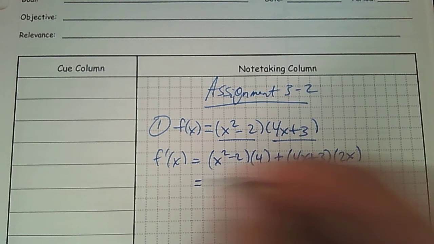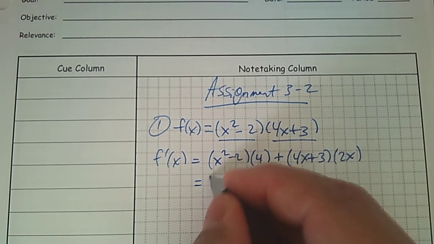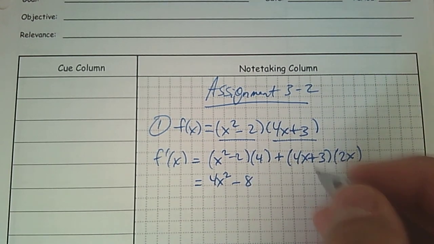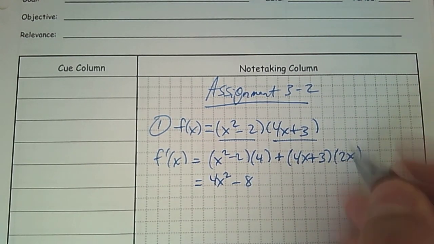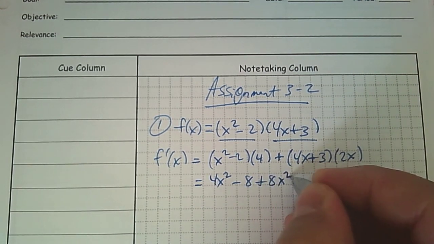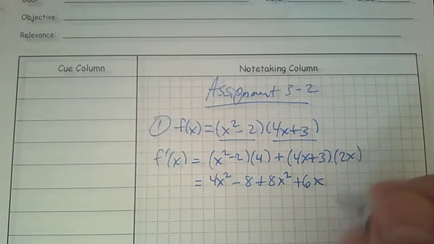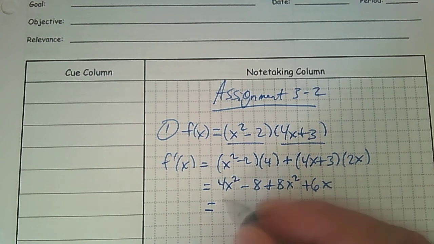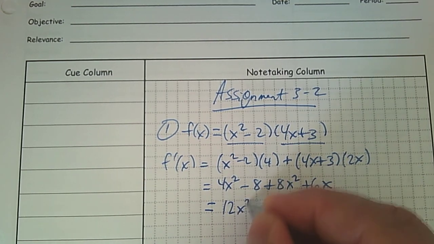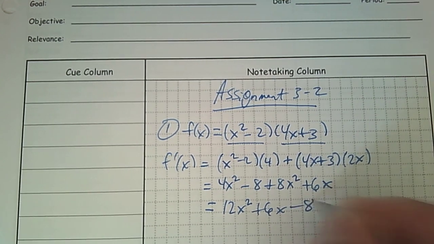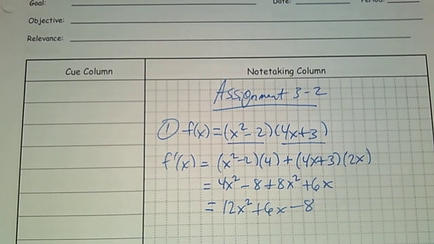If I wanted to simplify it, we go 4 times x squared, we go 4 times negative 2, we go 4x times 2x, which is 8x squared, and 3 times 2x, which is 6x. And then putting it all together, 4 plus 8 is 12x squared plus 6x minus 8. And that's it if you simplify it.